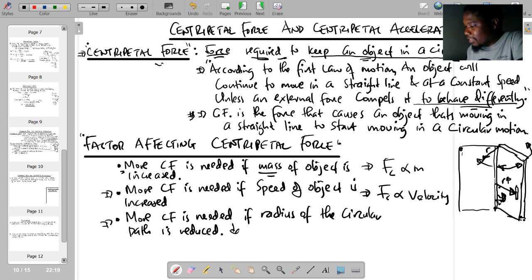What you will notice is that you will need more force when the radius is small. But when the radius is bigger, like this, closer to the edge of the door, what you will notice is you don't need as much force to cause the object to move in a circular path. Does that make sense? So this tells us that the centripetal force has an inverse relationship with the radius of the circular path. Okay, so it is inversely proportional to the radius. All right, now keep those ideas in mind. Let's transition to the next thing.